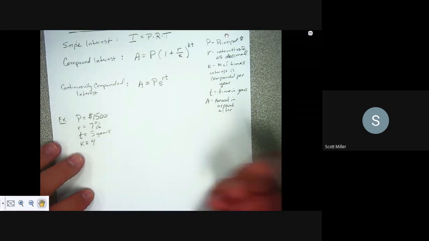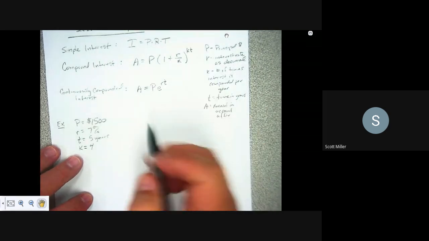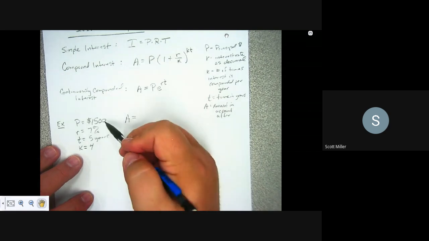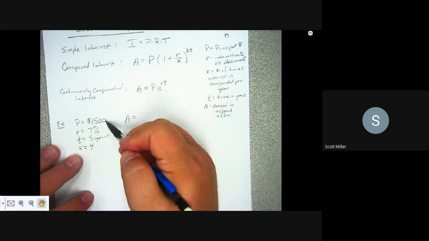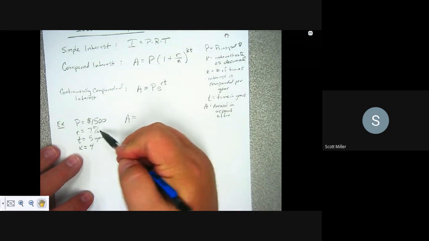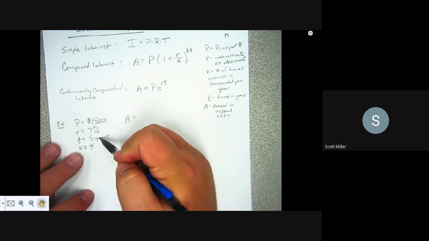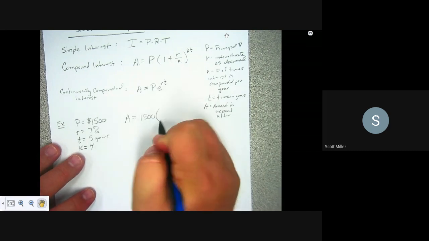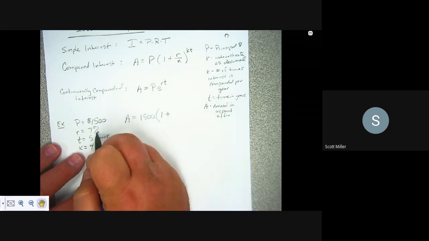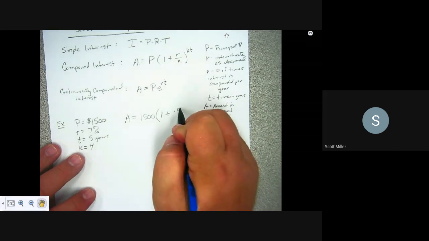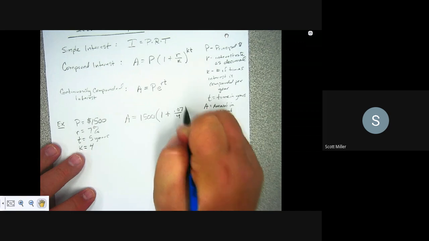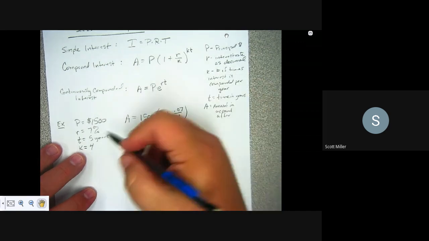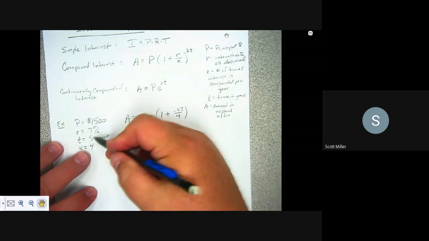And so all you have to do really is to find the amount after. It's just plug these numbers in here in the appropriate fashion. So the amount that I will have after investing $1,500 into an account that pays 7%, compounded quarterly for 5 years, would be this: 1,500, 1 plus, this is a decimal, 0.07 divided by the 4, and then 4 times 5.